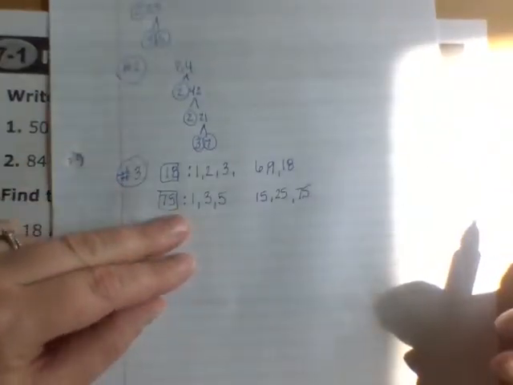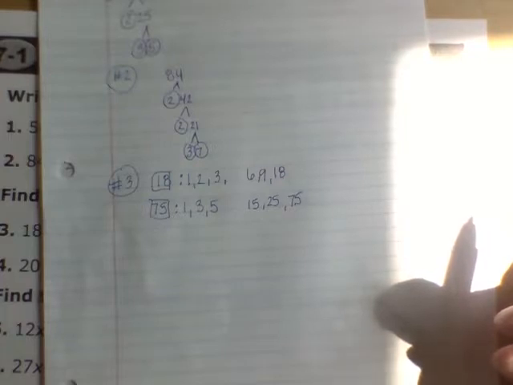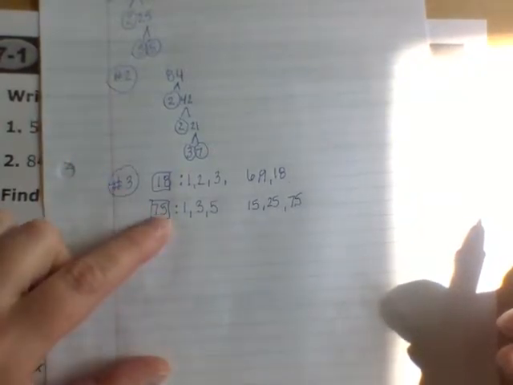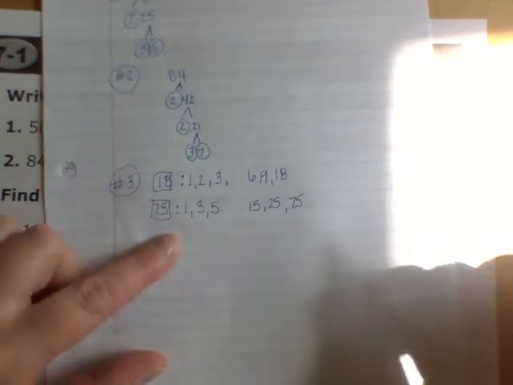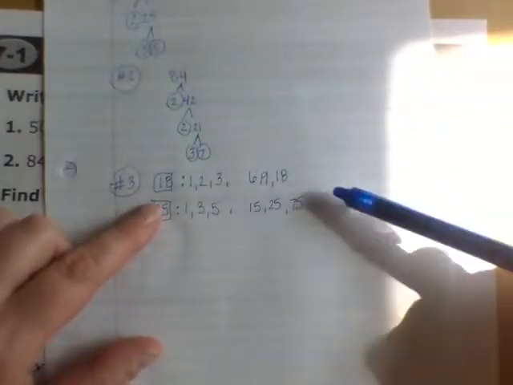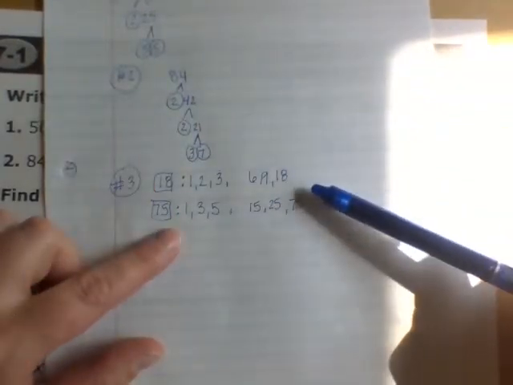And then we check if 6 goes in. Nope. And 7. Nope. 8. Nope. 9. No. 10. Nope. 11. Nope. 12, 13, 14. Turns out we get all the way back to 15 again. So the only factors of 18 and 75 are this list.